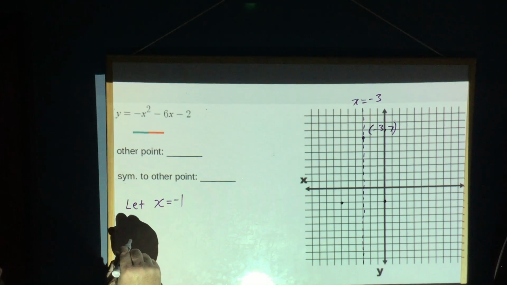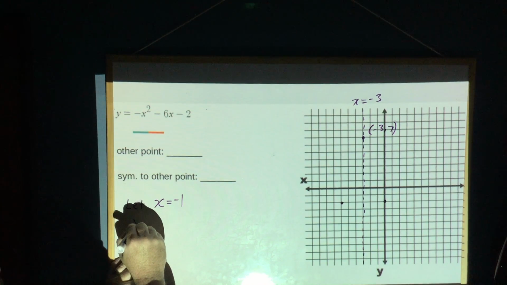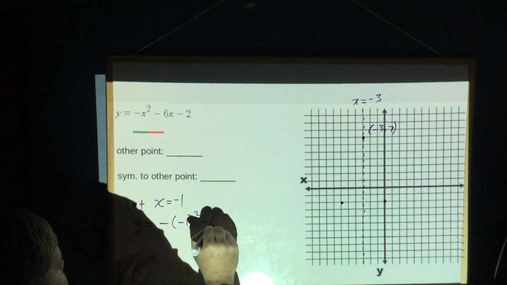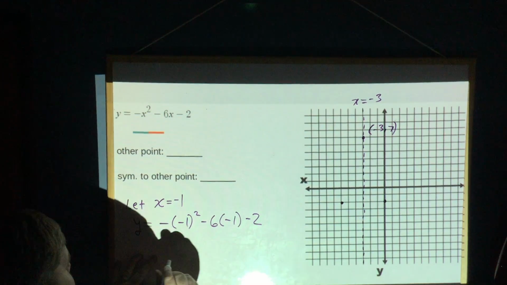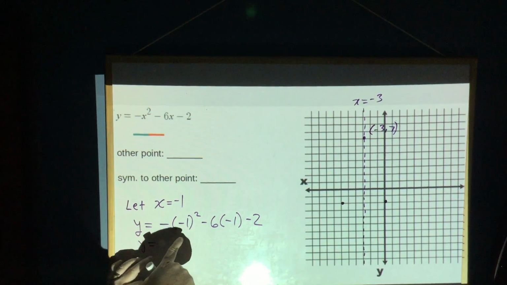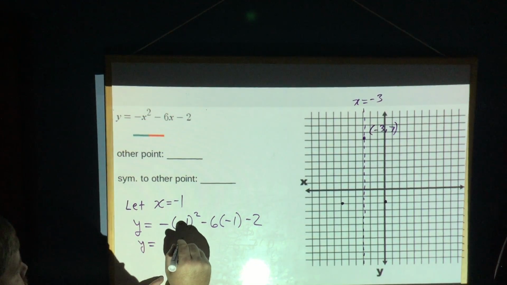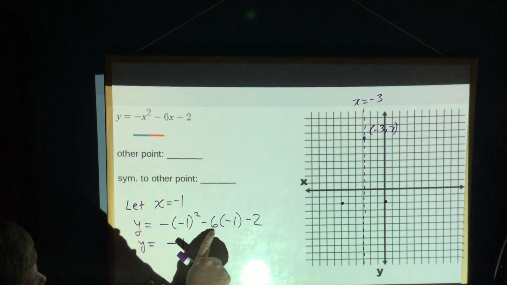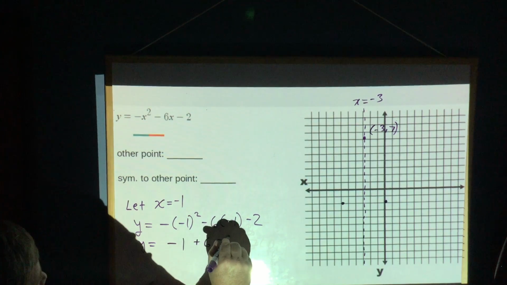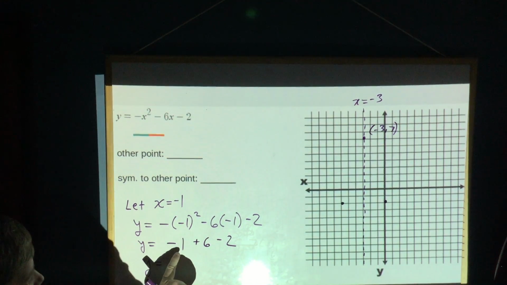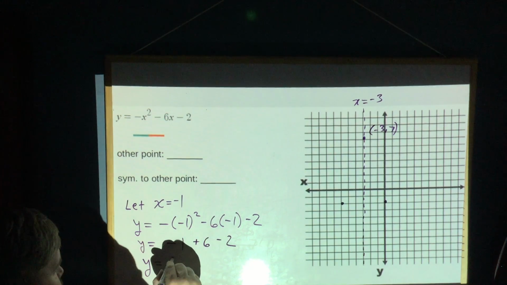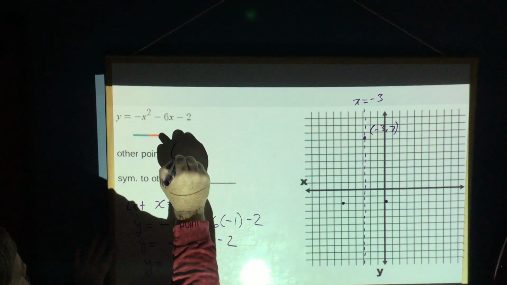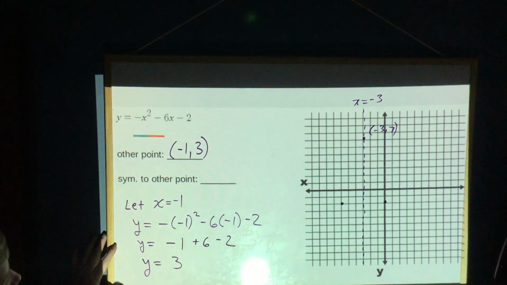So let me substitute that in. I have y equals the negative of -1 squared minus 6 times -1 minus 2. Square -1, I get +1. Drop that negative on the outside, I'm back to it being -1. -6 and -1 are +6 minus 2. -1 and 6 is 5. 5 minus 2 is 3. So x is -1, y is 3. -1, 3.